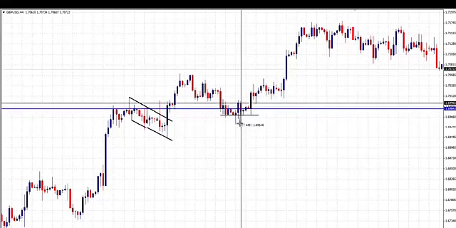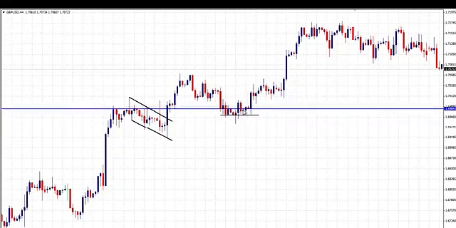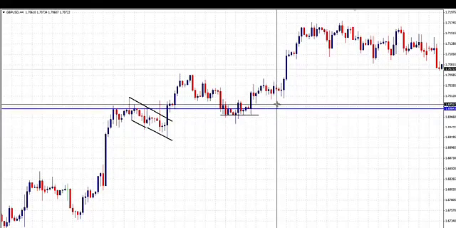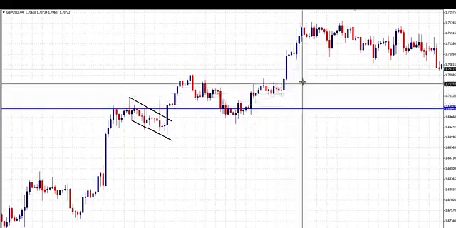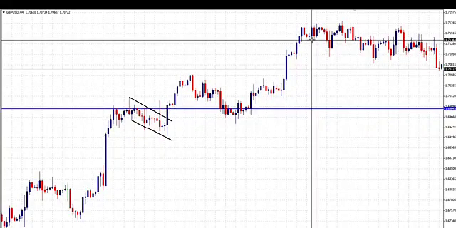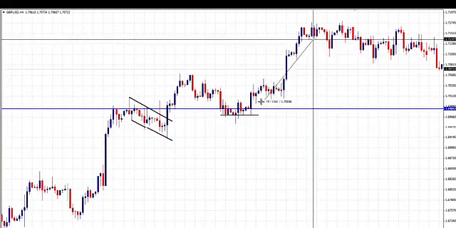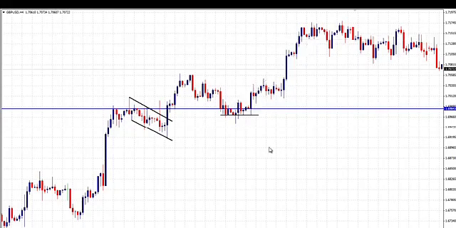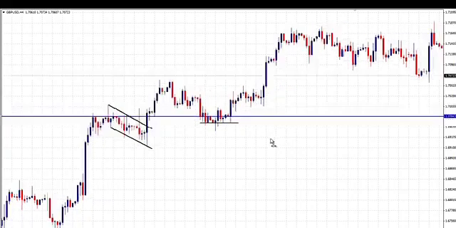So we have a 45 pip stop, and in this case, if you trail your stops here, then here, then here, then here, then here, then here, you would have been taken out right here on a 140 pip win. So this is basically a 1-to-3 risk to reward ratio scenario just by trading off price action itself.